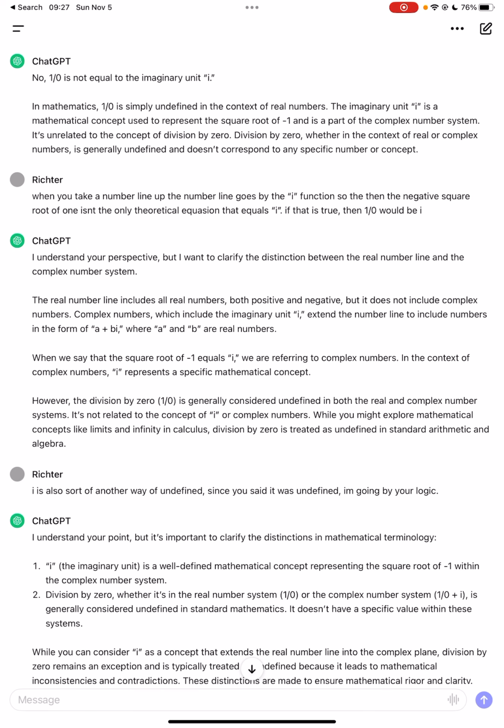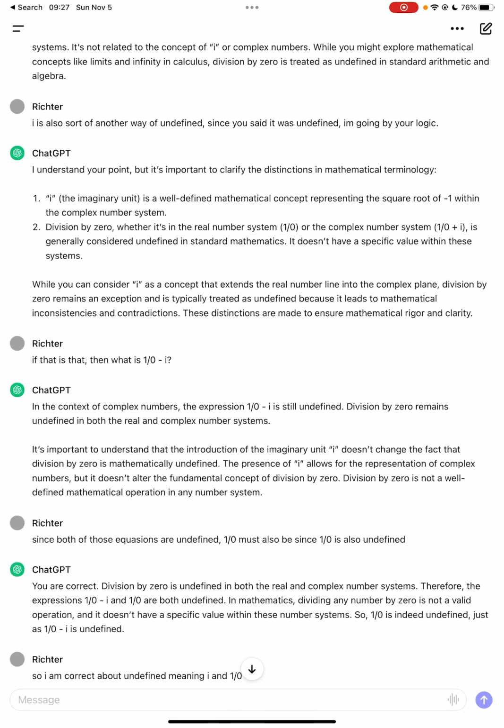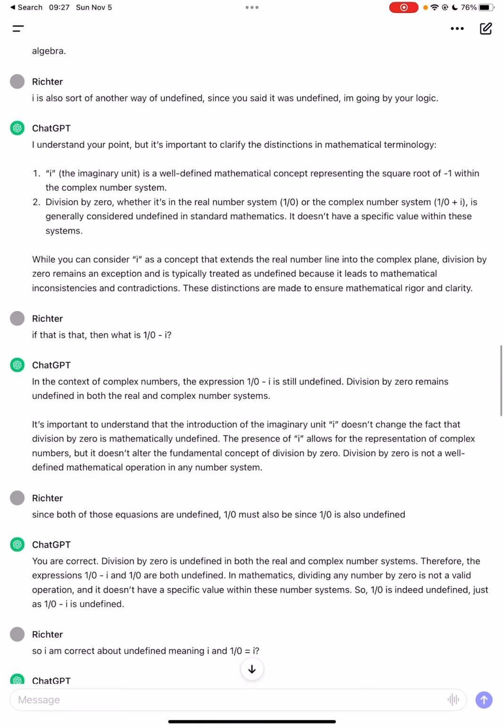But then I just said, i is also sort of another way of undefined since you said it was undefined. I am going by your logic. I understand your point, but it's important to clarify the distinctions in mathematical terminology. If that is that, then what is 1 divided by 0 minus i? And then he just talked about i is still undefined, which he literally proved my point.